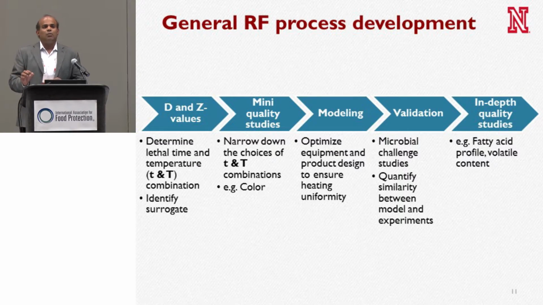The purpose of the modeling is to identify where the cold spots are, because it's not always at the geometric center, and also to optimize the package shape and the electrode shape to improve the heating uniformity for your product configuration. Once you do that, then you go to validation. Because it's purely a thermal process, you can just follow the same methodology you would use for a typical thermal process validation.